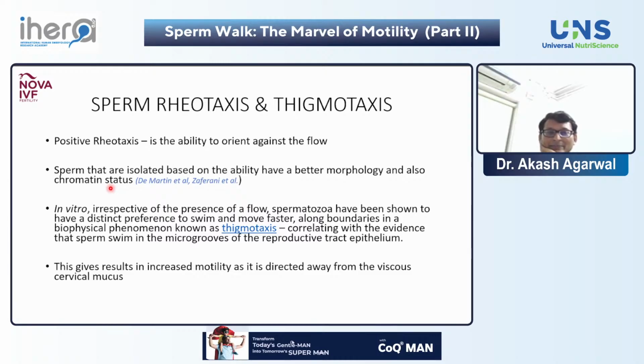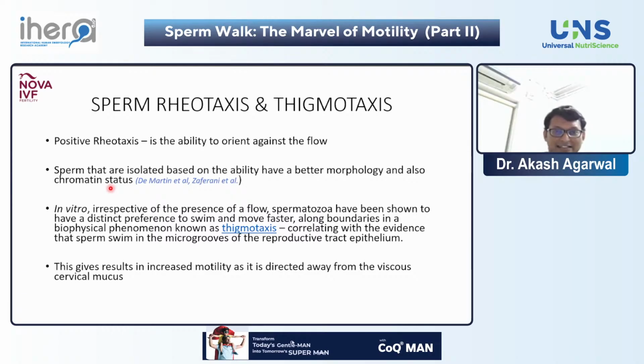So thereby, nature is probably selecting, through rheotaxis, sperms which have better morphology and a better chromatin status. So the chances of fertilization and of successful progeny being formed, with better health, are higher. Whenever we try to replicate this rheotaxis in the lab in future, it not only gives us a better sperm in terms of fertilization status, but it may even give us a better result in terms of progeny health, which is a very important point to consider.